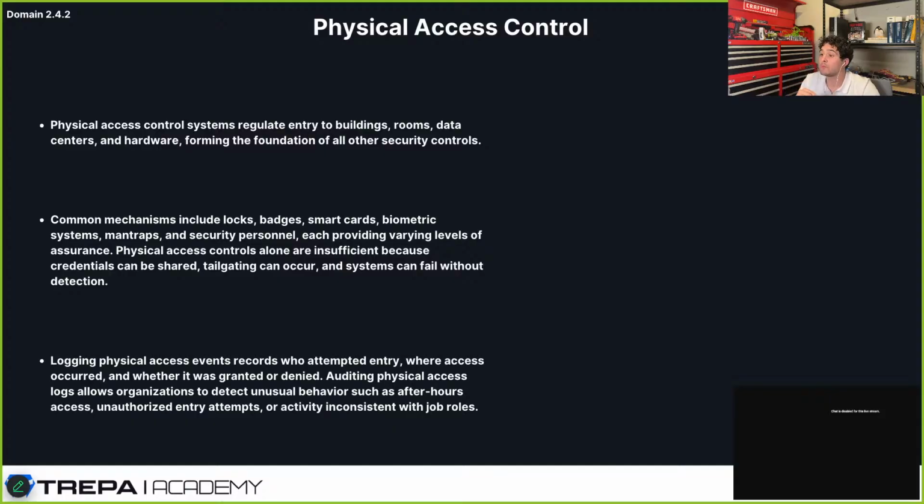So we just want to be aware of our common mechanisms to secure our secure spaces, and also our hardware. Maybe we put cable locks on our computers if we don't allow telework, things like that. And we want to make sure we're logging this. If we have a badge system, usually the badging server has a log of everyone that tried to scan or get into an area, which correlates to their identity.